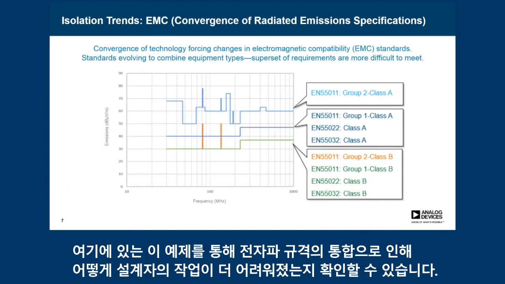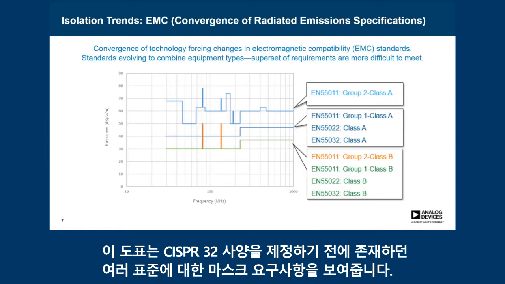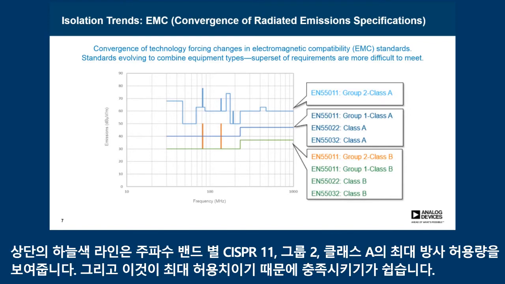So here's an example that shows how the convergence of the radiated emissions specifications has made the designer's job a bit more difficult. The plot here shows the mask requirements for the different standards as they existed prior to the CISPR 32 spec being enacted. So the top light blue line shows the maximum emission amplitude versus frequency for CISPR 11 Class A, Group 2 Class A. And these are the highest limits, so they're the easiest to meet.